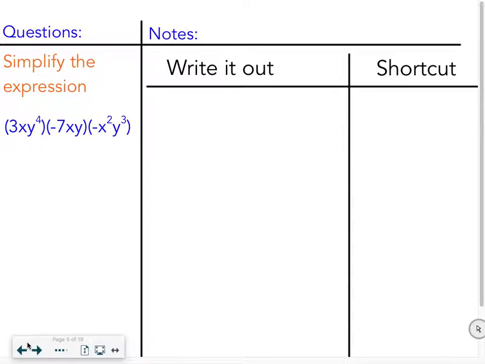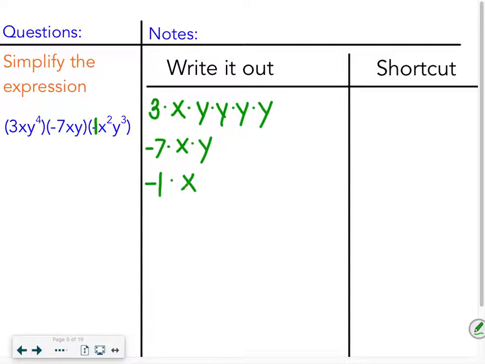Okay, one more like this. Now we have 3 monomials that we are multiplying. So I'm going to write out each one. So I have a 3, I have an x, and I have 4 y's, a -7, an x, and a y. And then this negative x squared y to the 3rd, I'm going to put a 1 in there. Don't have your variable be negative. Put a -1 there. And then have 2 x's and then 3 y's. So you should never be writing like -x times -x for the -x squared.